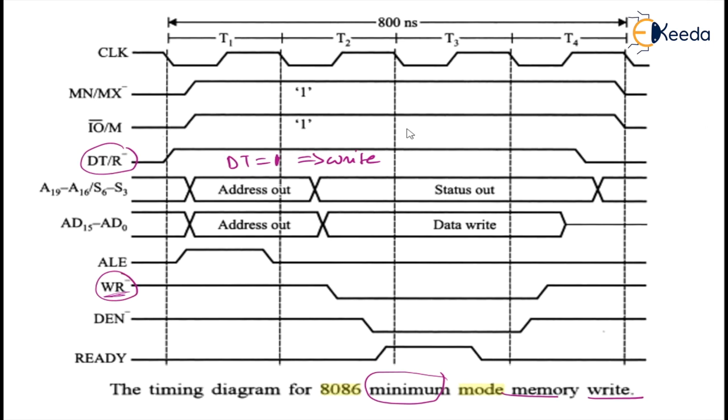So this is about the timing diagram for the minimum mode for the memory read and write operation. In the next session, we will discuss the maximum mode configuration of 8086.